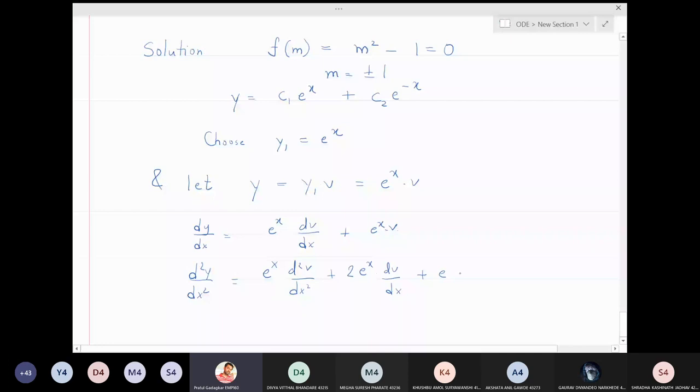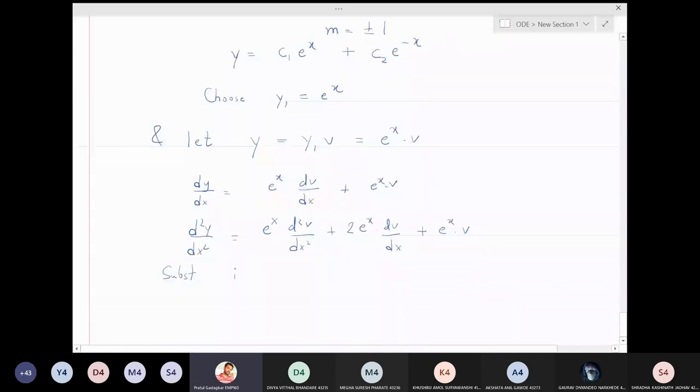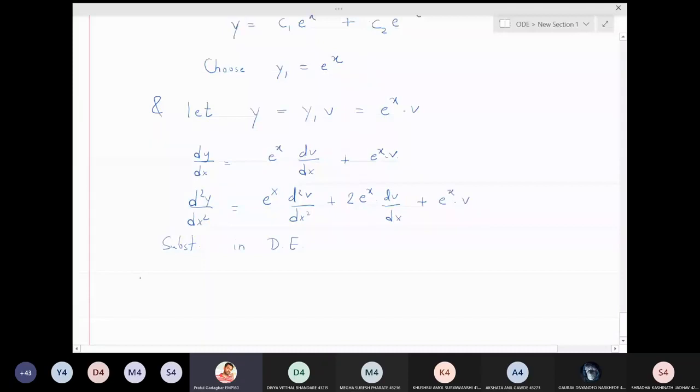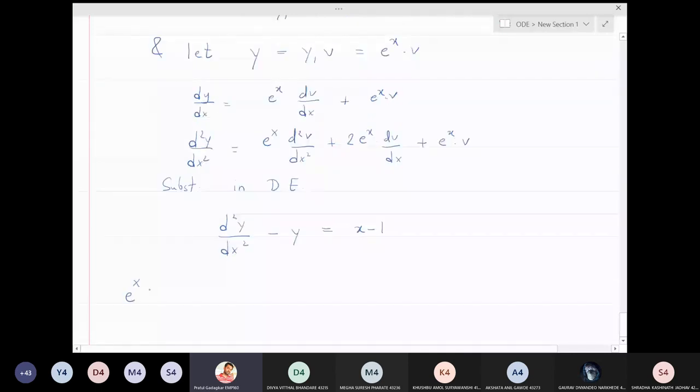So I will get e raised to x. What is the differential equation? The differential equation is d2y by dx squared minus y equals x minus 1. And therefore, I will get e raised to x d2v by dx squared plus 2 e raised to x dv by dx plus e raised to x v minus y. Y is v e raised to x, equal to x minus 1. You see that the terms of v have cancelled. So this is my hint that all my steps are going correct.